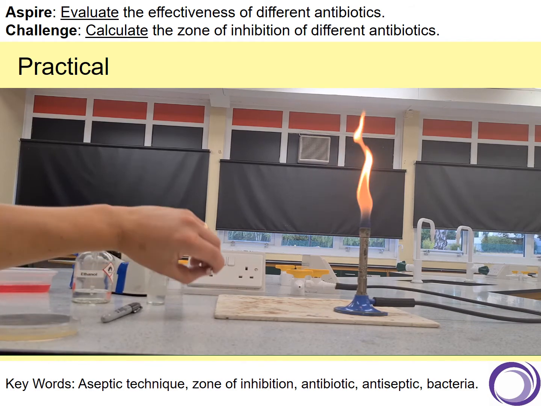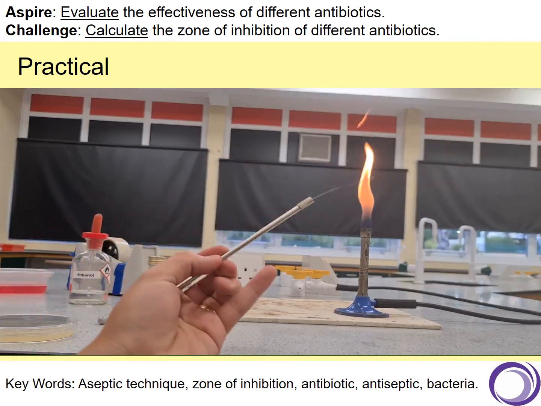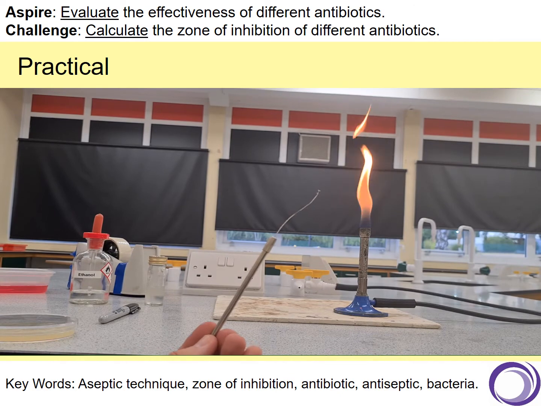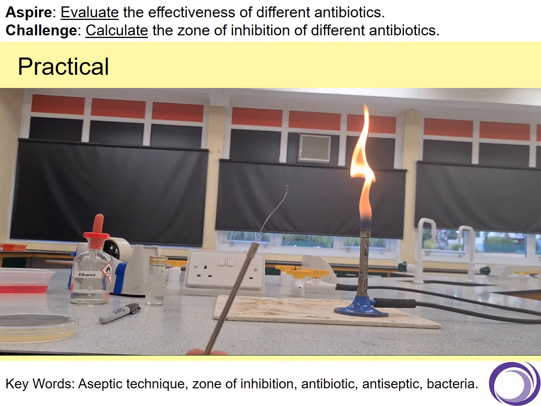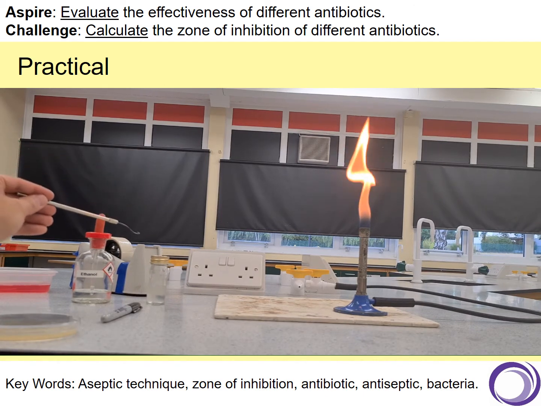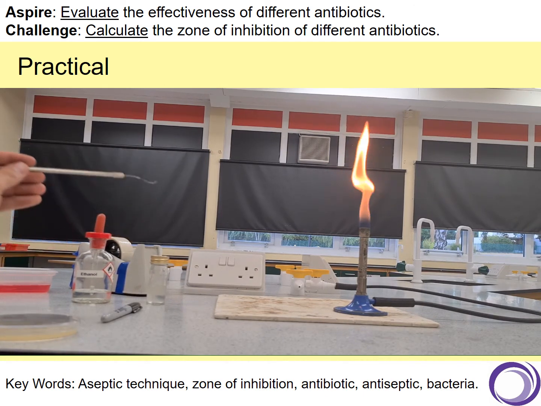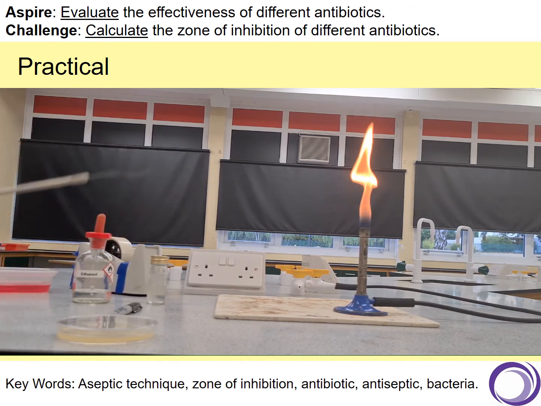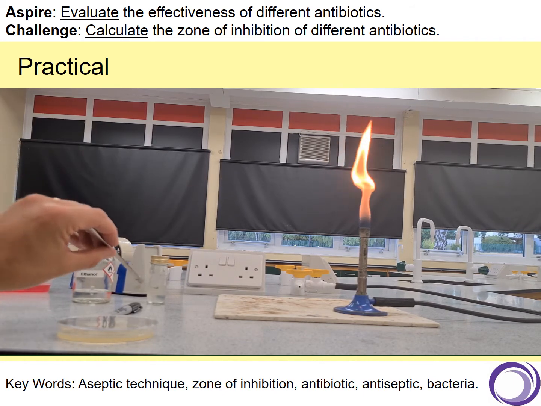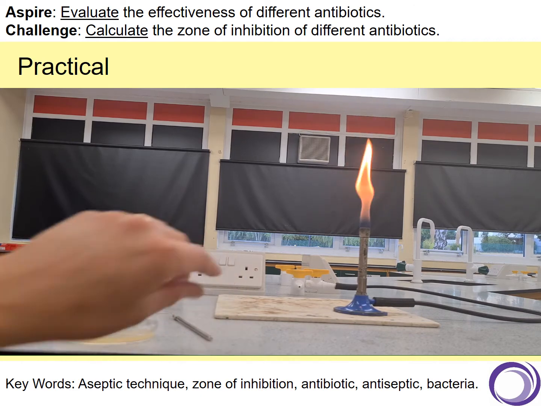This is an important piece of equipment. It may just look like a piece of metal with a wire loop on the end, and that's exactly what it is. But in science, we call this an inoculating loop. And this is going to transfer my bacteria from the broth onto this agar plate here. Okay, and you'll also notice I've got a Bunsen burner there, and that's to help sterilize.